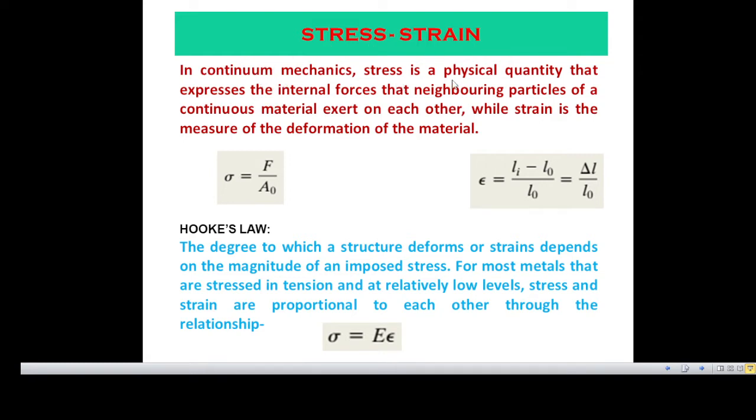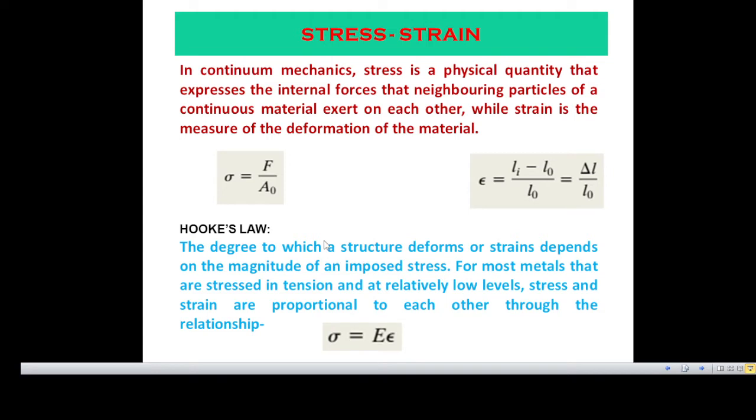In continuum mechanics, stress is a physical quantity that expresses the internal forces that neighboring particles of a continuous material exert on each other, while strain is the measure of the deformation of the material. In a simple case, we can write stress is equal to resistive force F divided by the cross-sectional area of the specimen, whereas linear strain is equal to (L final minus L original) divided by original length, that is, change in length divided by original length.